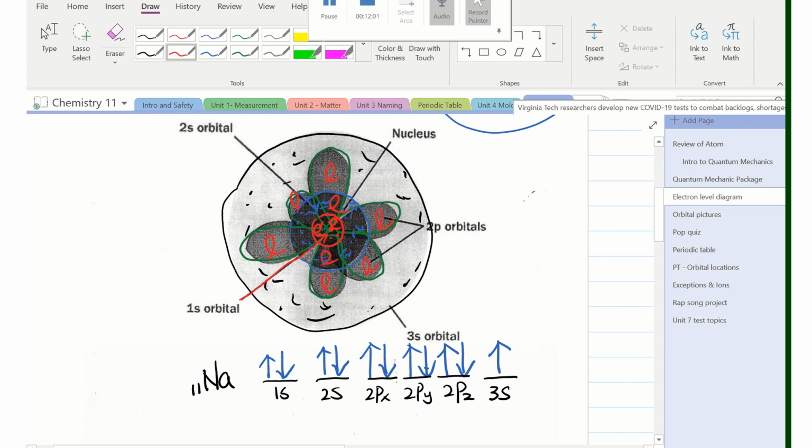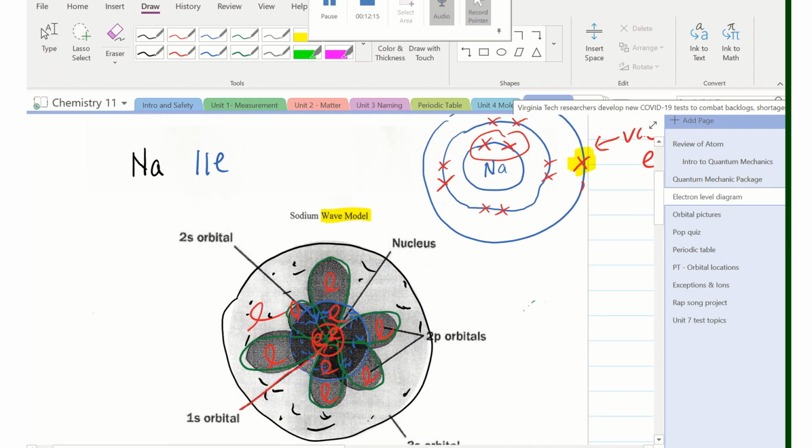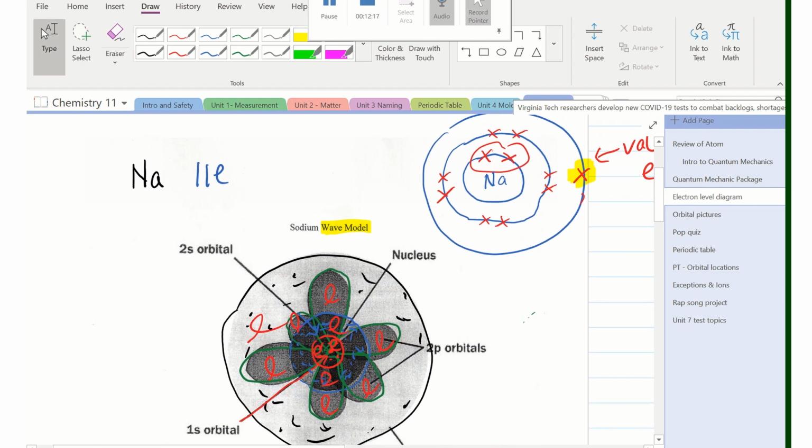And lastly, my valence electron on the 3s, which is right here, can be anywhere. I don't have to draw it here, I can erase it and put it right here. So those electrons can be found in that big region of space. This is the newest model compared to the Bohr model. I just want you guys to compare.